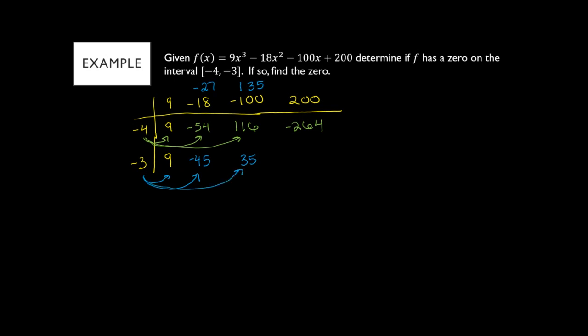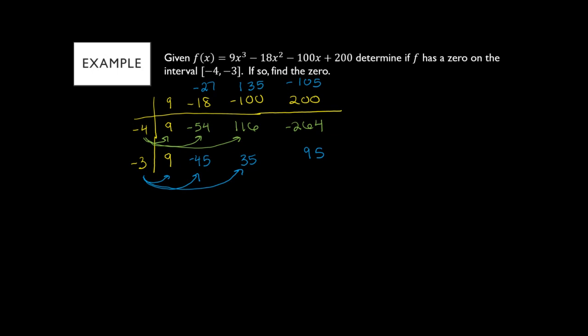Now I'm going to do negative 3 times 35. So I just take my calculator and multiply by negative 3. Negative 105 plus 200. And I get 95.